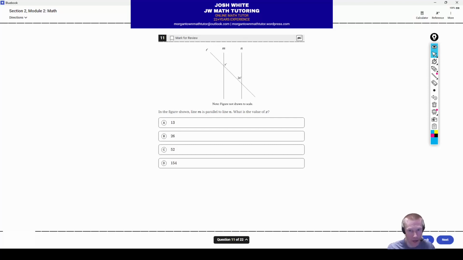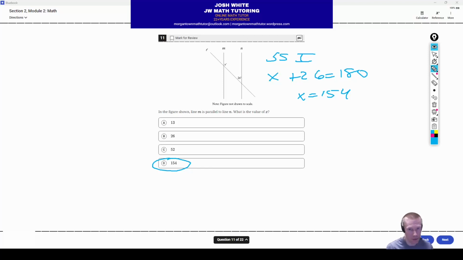Next, we have two parallel lines. They want to know what the value of x is. So these two angles here are same side interior angles. And same side interior angles, when you have two parallel lines and a transversal, are supplementary, meaning they add up to 180 degrees. So x plus 26 equals 180. X is going to equal 154. Therefore, correct answer is going to be letter D.